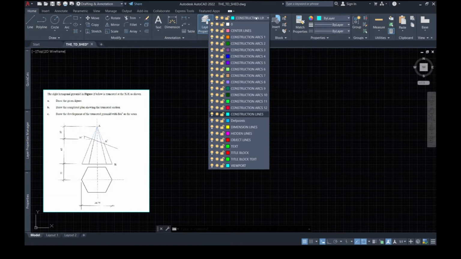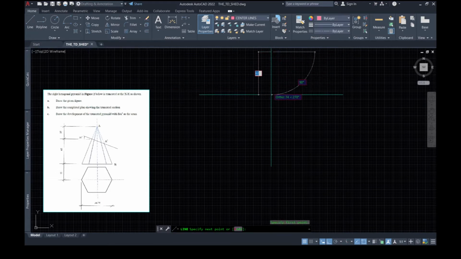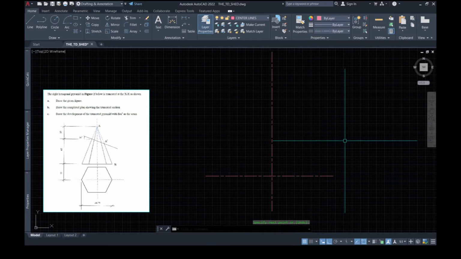We will commence by laying out our center lines. With ortho mode being locked on, we are able to easily construct our vertical and horizontal center lines. We will now offset the distance from the center of our hexagon to the base of the pyramid. The distance is 55 millimeters.